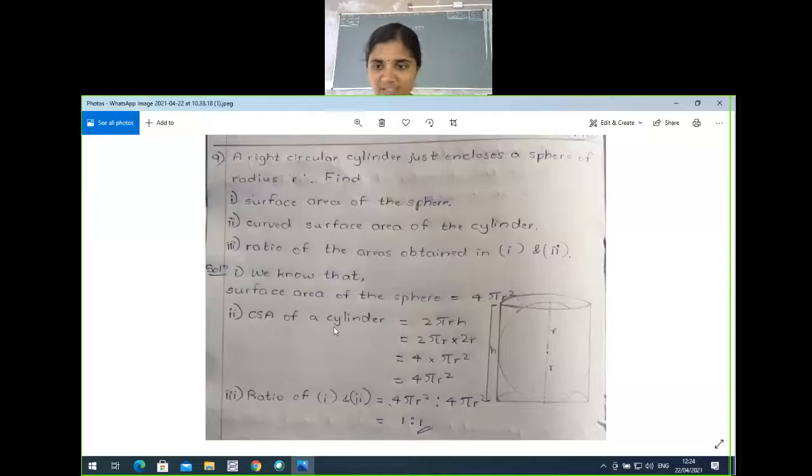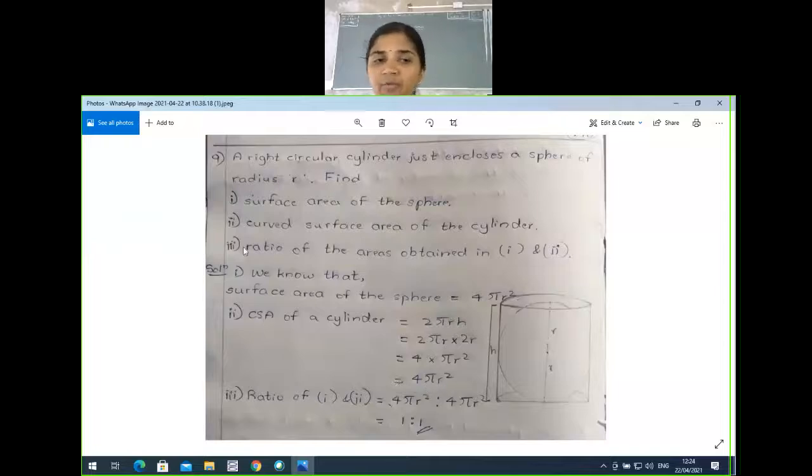Why did we get this for the CSA of the cylinder? In the CSA of cylinder concept, you cannot normally take the formula 4 pi r square. In this situation, a right circular cylinder just encloses a sphere. In this situation, actually CSA of the cylinder becomes 4 pi r square, because the height is equal to the diameter. Diameter we can take as 2r. So that's why 4 pi r square.